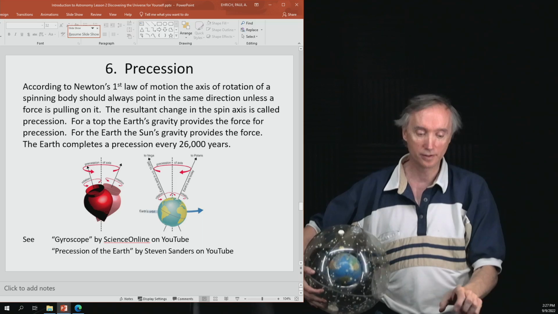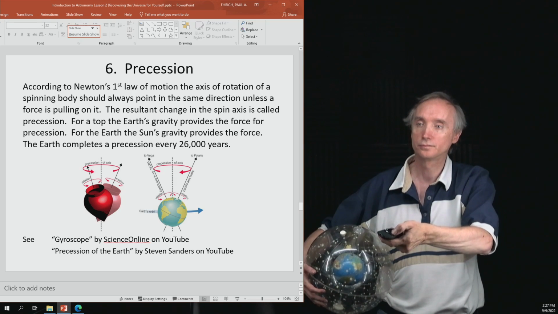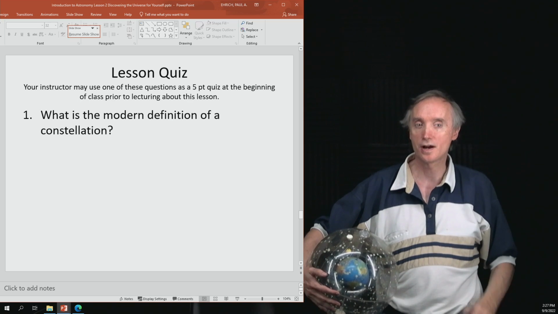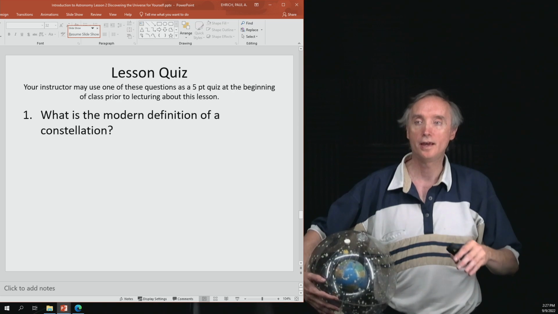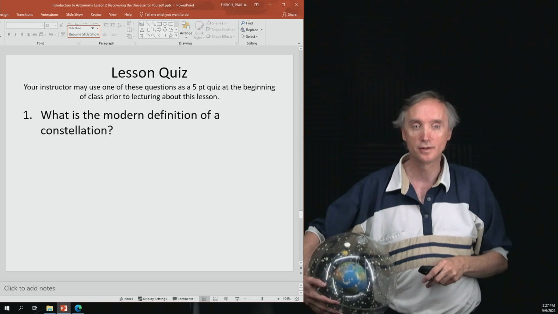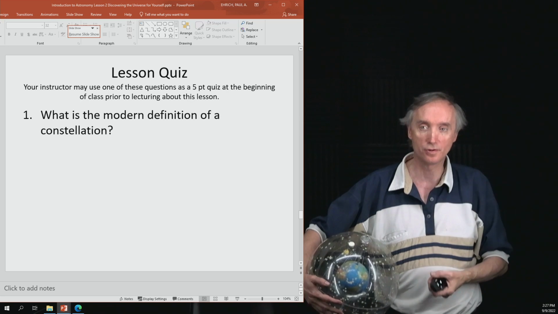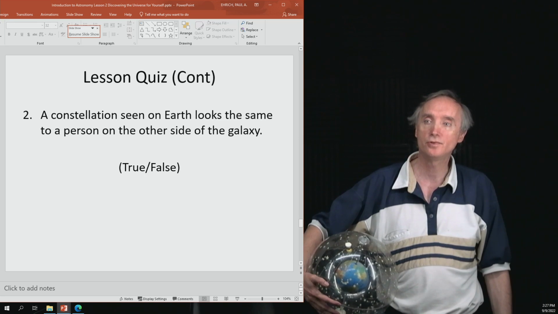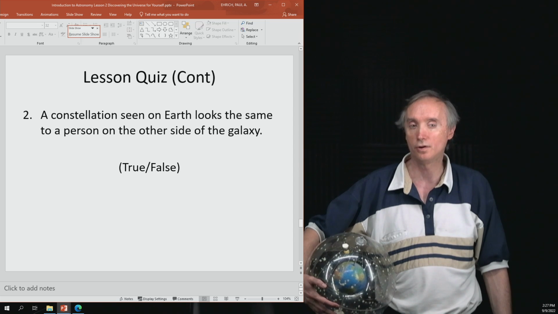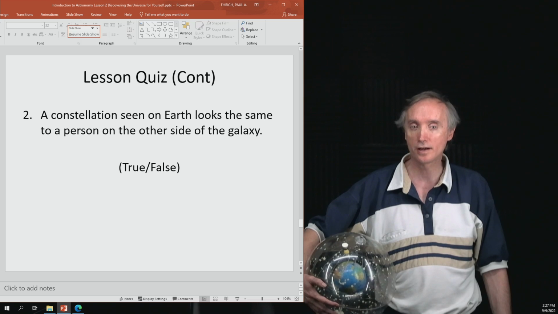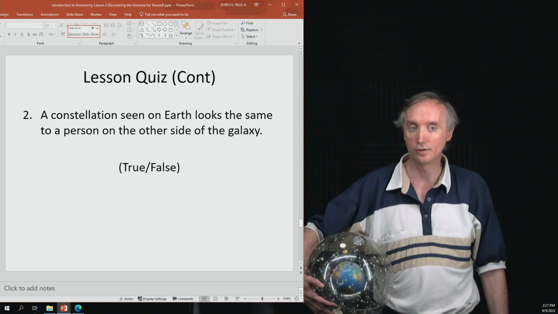So let's do our review here. What is the modern definition of a constellation? So it's not a picture. It's going to be a group of stars that are inside one of these puzzle pieces that contains one of the traditional constellations. A constellation seen on Earth looks the same to a person on the other side of the galaxy. No, because constellations are not two-dimensional, they're three-dimensional. So the shape of a constellation will actually change depending on your viewing angle.